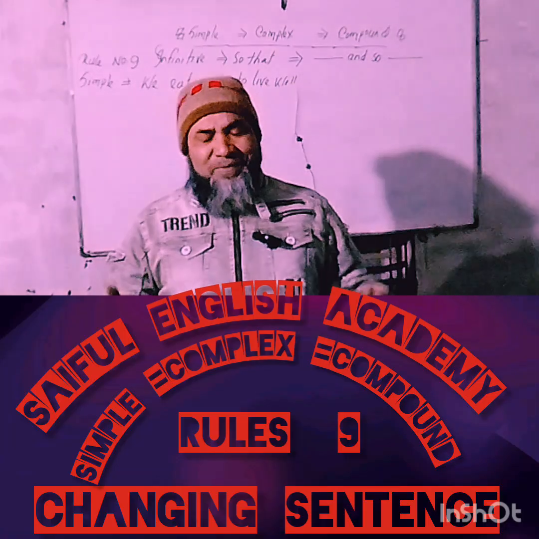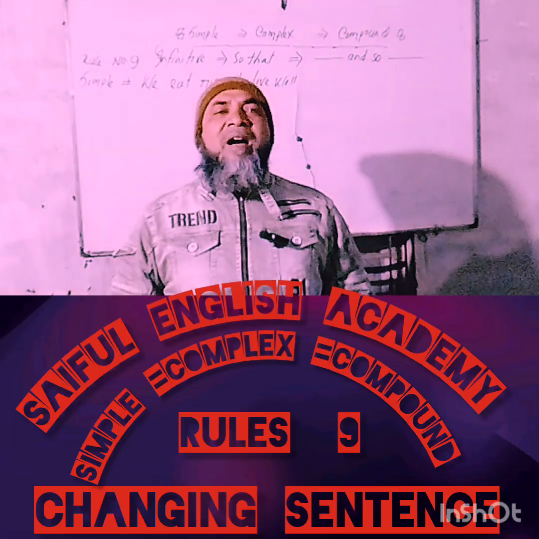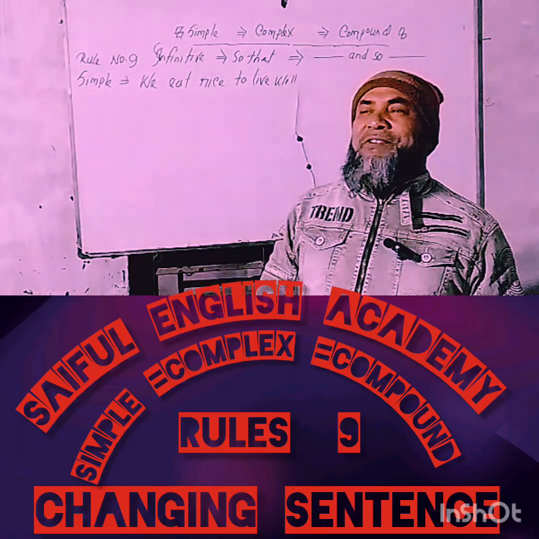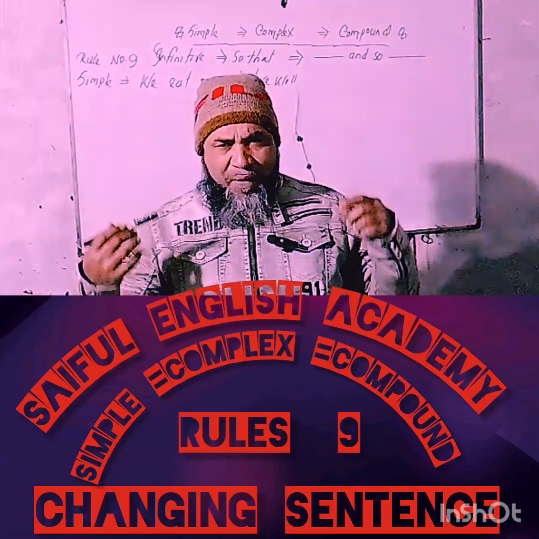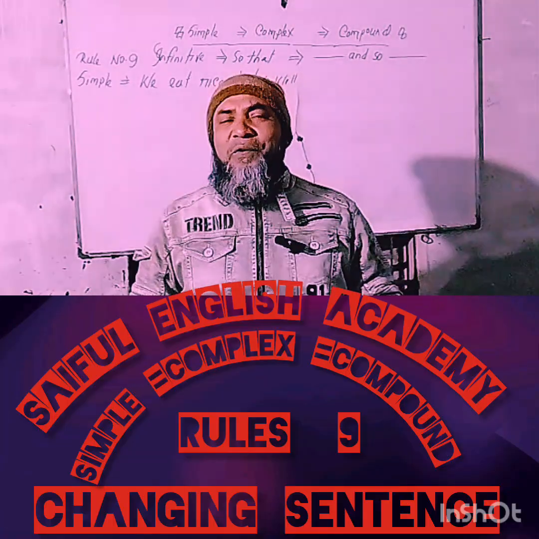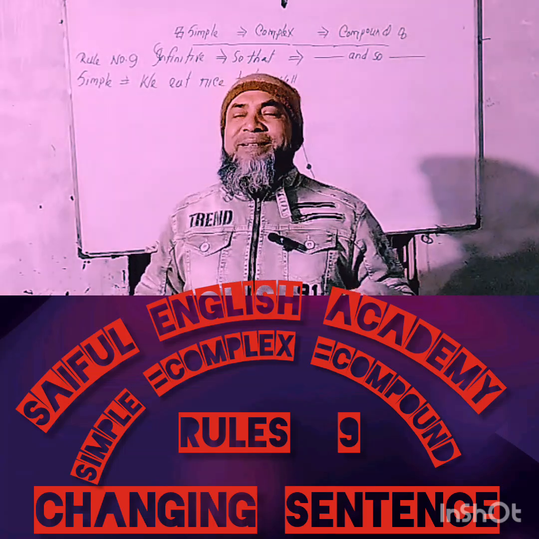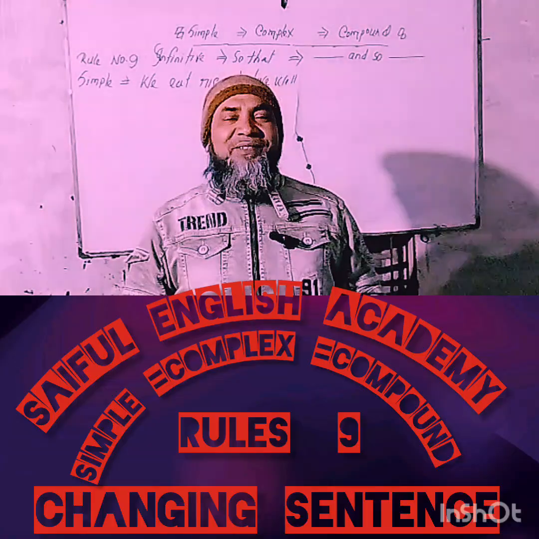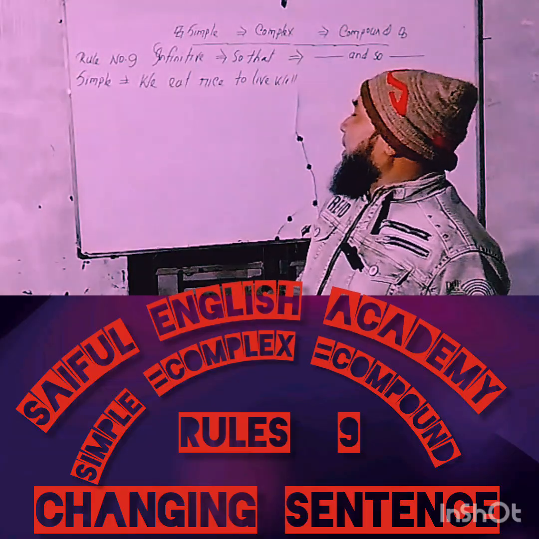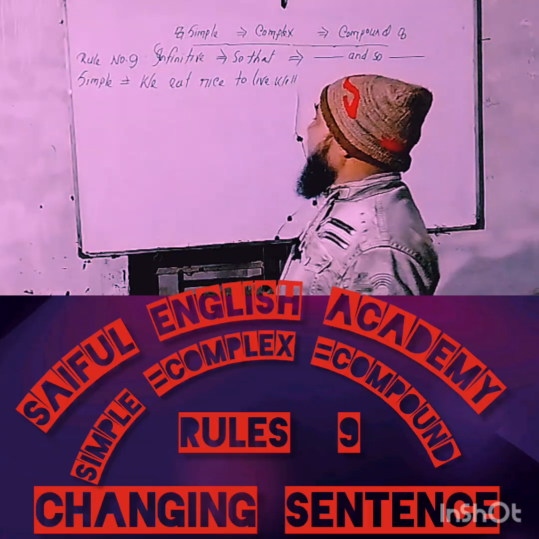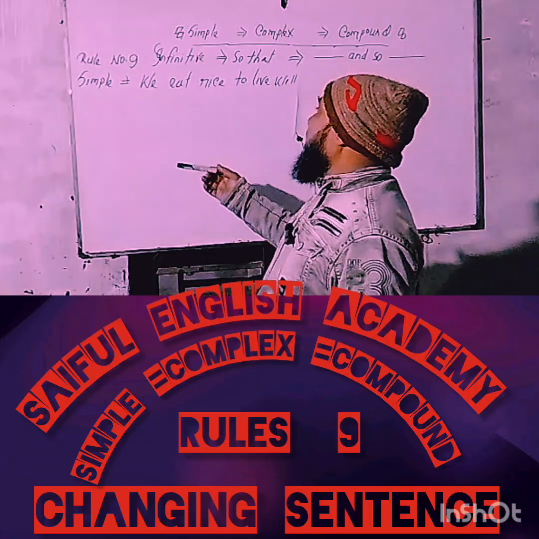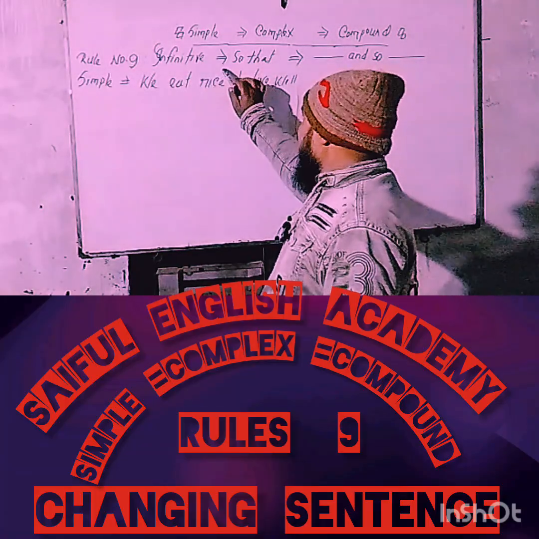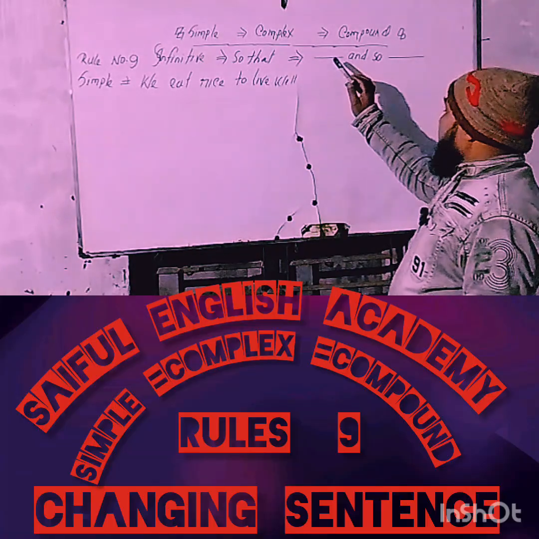My dear learners, in my previous classes, you were told various rules of changing sentences from simple to complex to compound, such as rule number one, two, three, four, five, six, seven, eight. With reference to my previous classes, today's class is rule number nine. In rule number nine, I'm trying to show you the relationship among them. That means infinitive is equal to so that is equal to and.